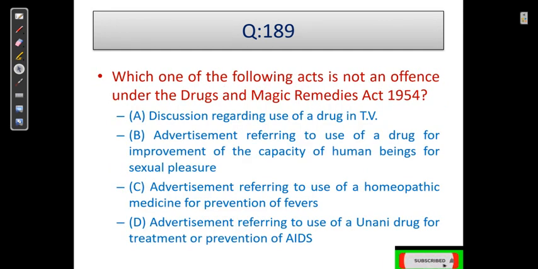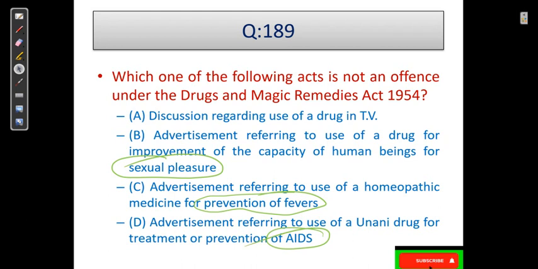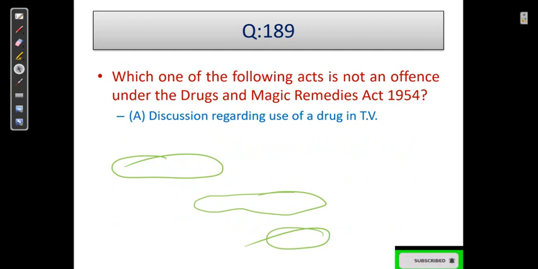Which one of the following acts is not an offense under the Drugs and Magic Remedies Act 1954? Discussion regarding the use of a drug on TV, advertisement referring to use of a drug for improvement of the capacity of human beings for sexual pleasure, advertisement referring to use of a homeopathic medicine for prevention of fever, or advertisement referring to use of a Unani drug for the treatment and prevention of AIDS. So we cannot claim such things, but we can have discussions. This discussion came up a lot during the Covid time.